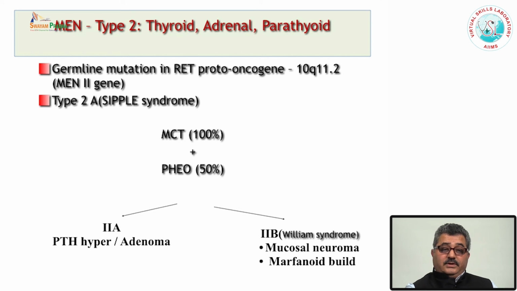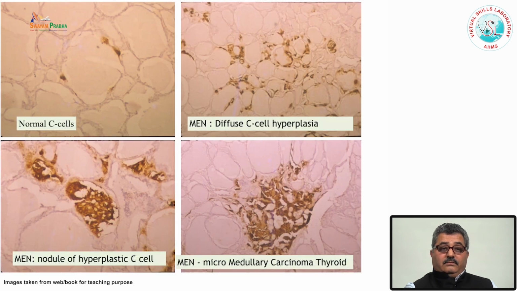The difference between 2A and 2B is that in type 2B, the presence of mucosal neuromas and a marfanoid build of the patient is more common, and it can help in differentiation from type 2A. It is a germline mutation of the RET proto-oncogene, and most of these families can be screened for the mutation of this gene.